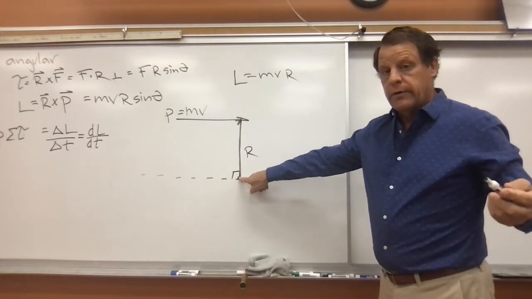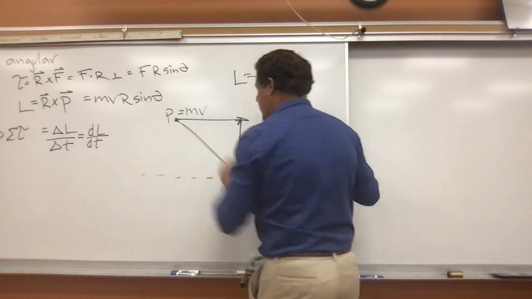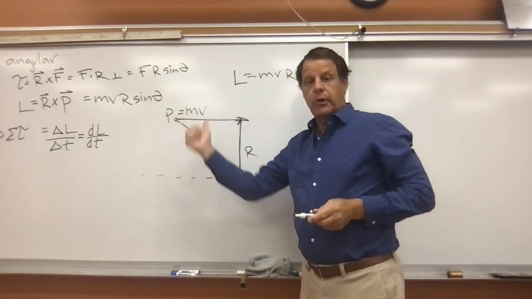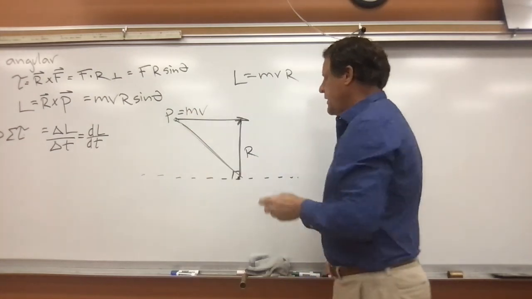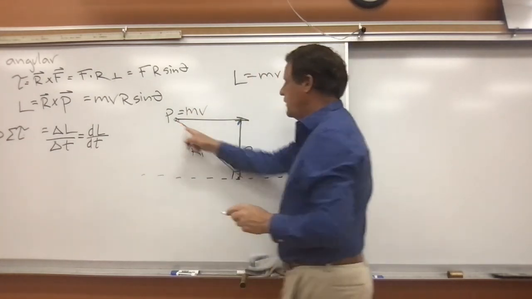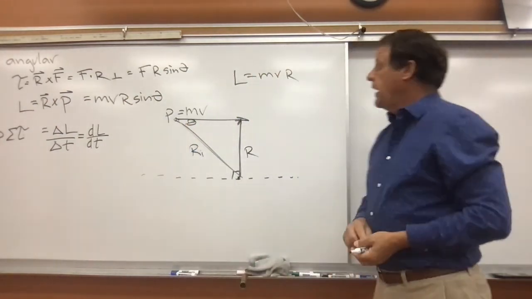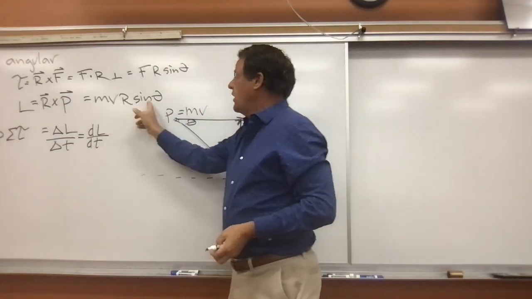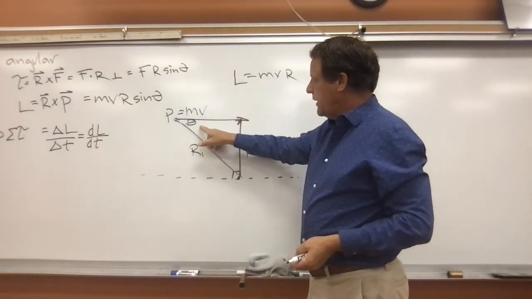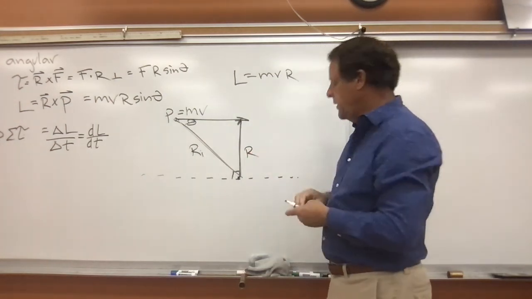Well, what if it's not at a right angle? What if we take a point right here, and it is moving at this point to the right? So it's going to have an mv. Now this is the radius, and this is the angle. And now we go back to this and we see mvr sine theta. Well, what is r sine theta? Well, r sine theta is this r right here. So it's the same thing.